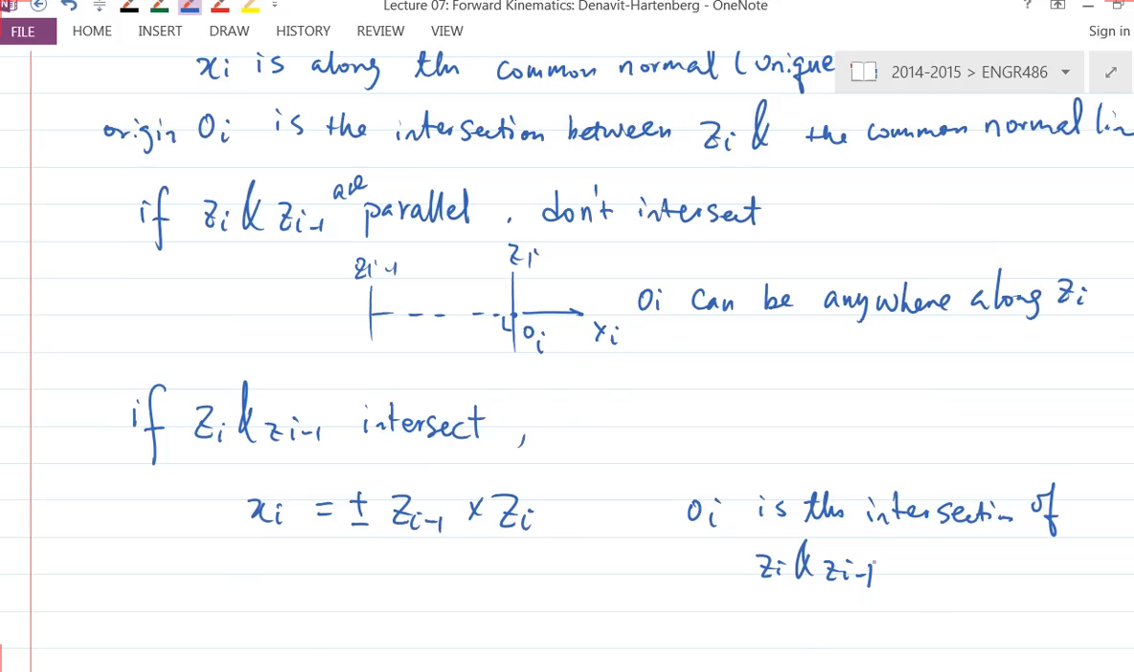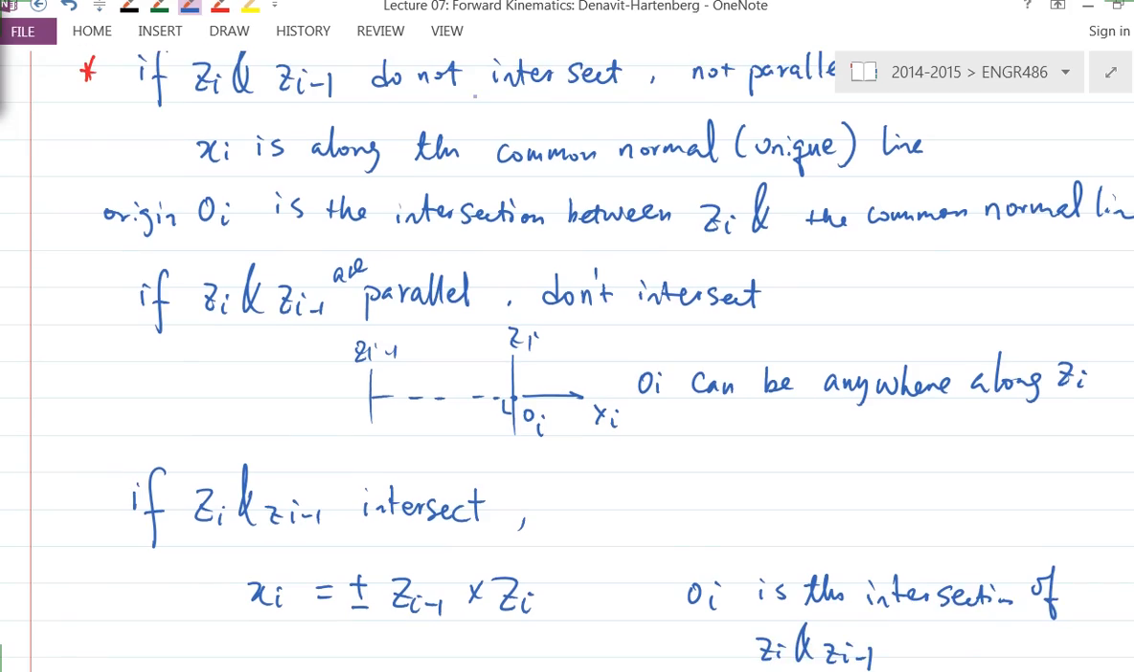Is that good? Okay, so that's pretty much all you need under the three different cases in terms of assigning the frames. There might sometimes be slightly different variations, but this is basically what you need to stick to.